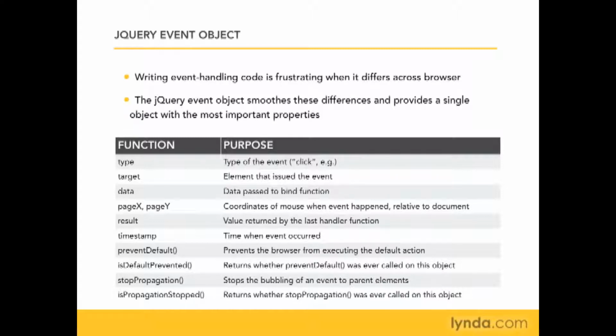So just taking a look at the properties available, the type property is essentially the type of the event that the event object is representing. So it'll be a string representing the event name, click for example, or mouse down, or whatever.